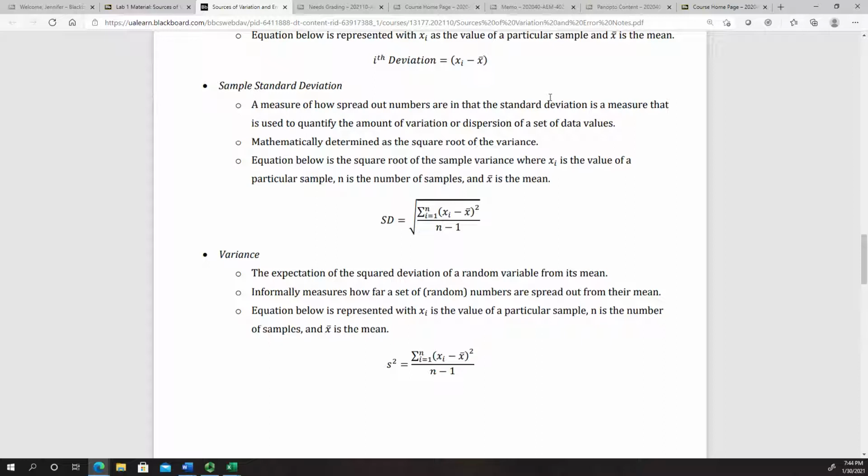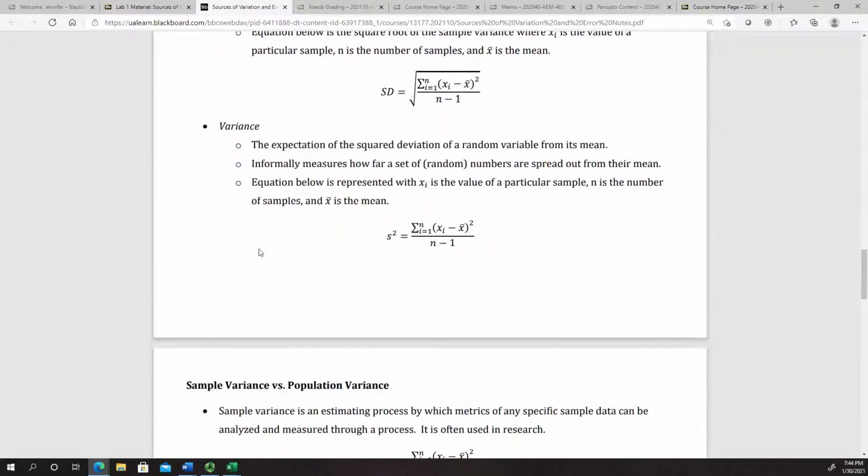So for sample standard deviation, it's a measure of how spread out your numbers are when looking at a set of data. In this case, it's mathematically determined as your variance, or essentially the square root of your variance. So it's your individual sample minus the mean of your set of values divided by the number of samples minus 1. But just don't forget the square for your summation, because that's, in a lot of cases, sometimes left off. So I'll do an example of that, but I wanted to show the equations first.